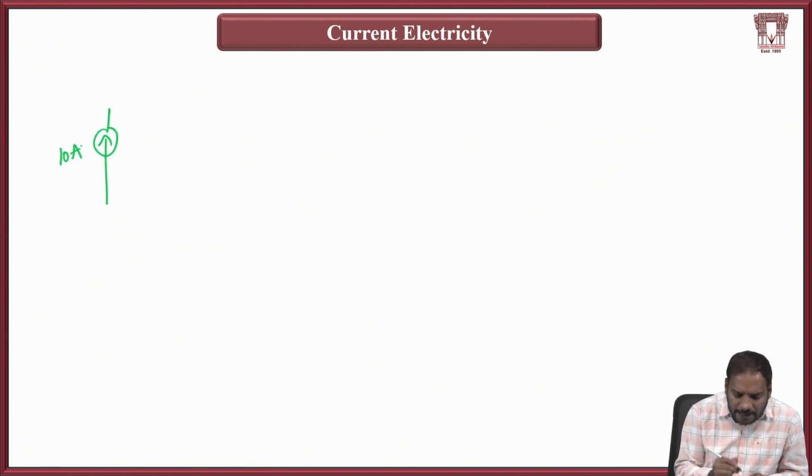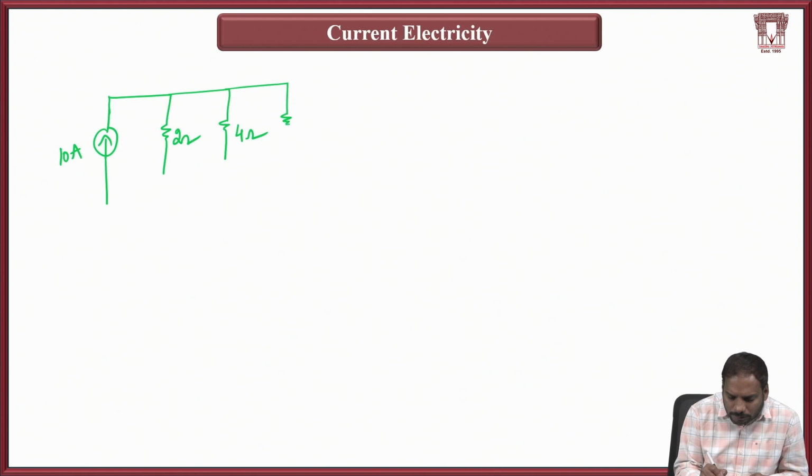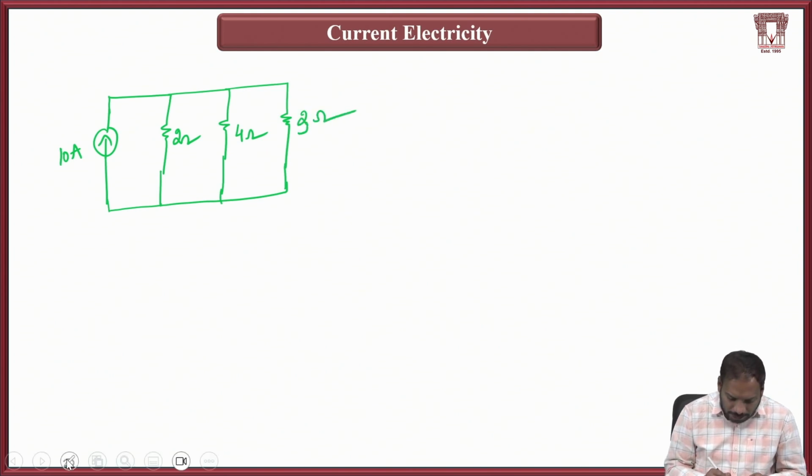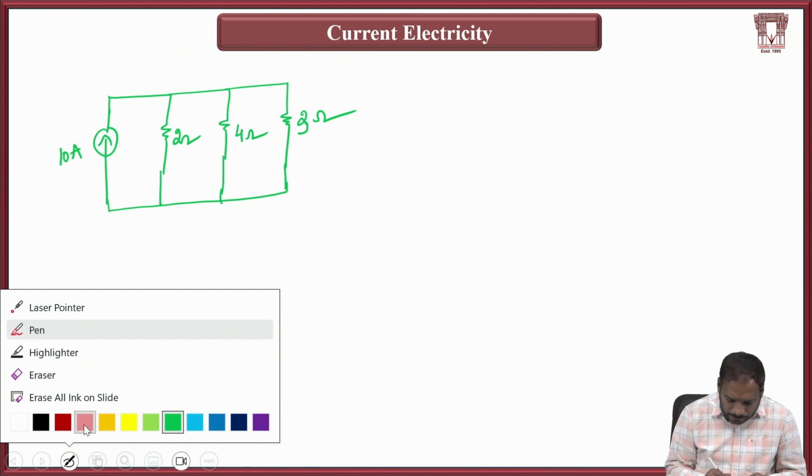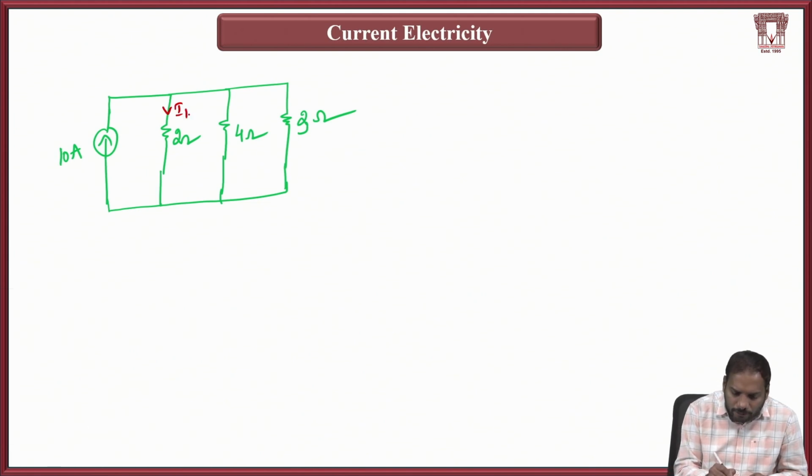Same, I'll take the current as 10 amperes. Let us assume it is a parallel combination of 2 ohms, 4 ohms, and 3 ohms. Now using the current division, you can easily calculate the values of I1, I2 and I3.